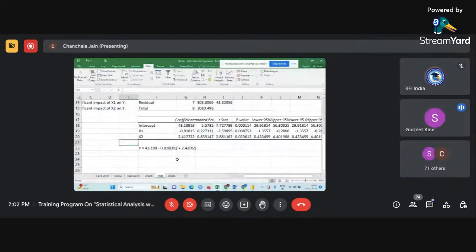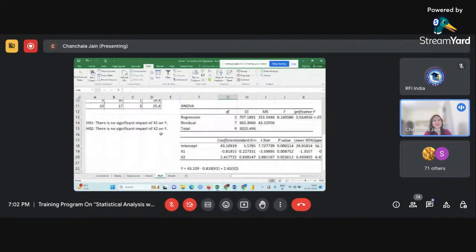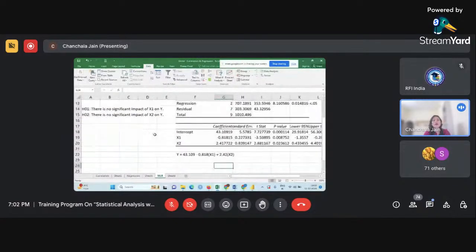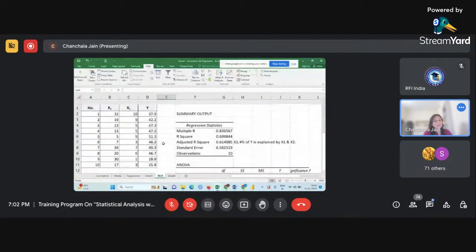Yes. So now we can see that all three p-values are less than 0.05. That means both the coefficients of x1 and x2 are contributing to y. So that is why you will reject both your null hypotheses, right? Clear?